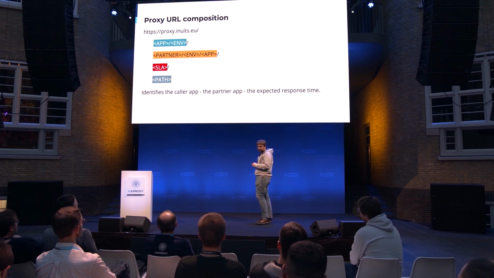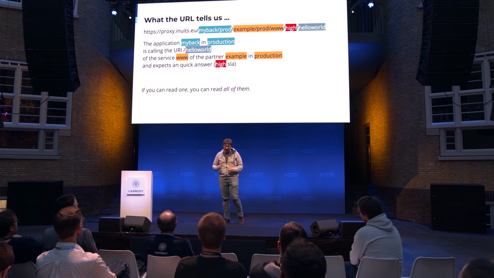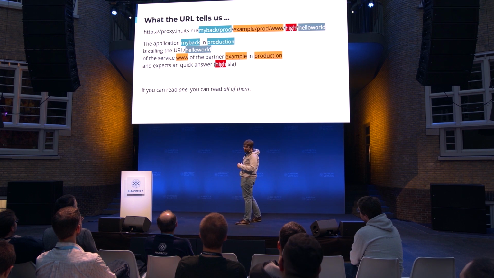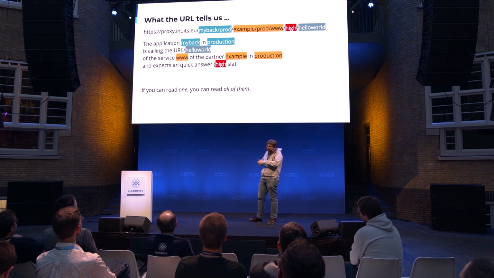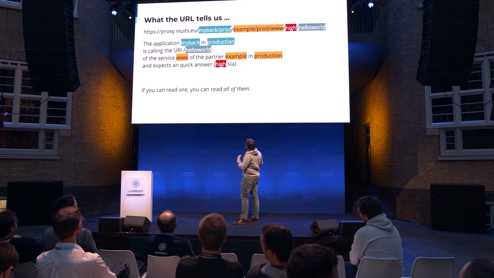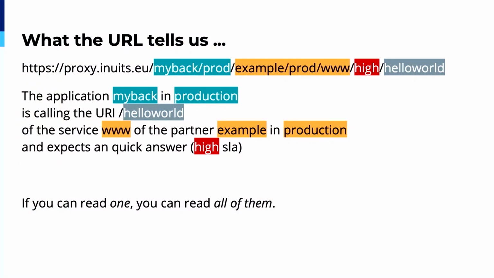So by looking at that, we already know a lot about the request that the application is trying to perform. If I take back my URL that you have seen, that was very long, actually I can now read it, and I know that the application my back in production is calling the URL /hello world of the service www, the partner example in production, and that we expect quite a quick answer from that partner.